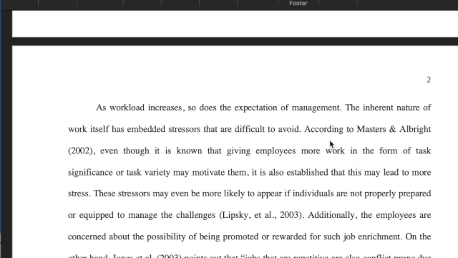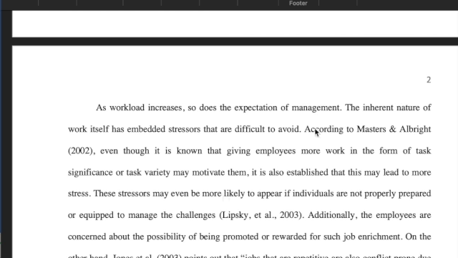So for example, here we have the name of the authors. This information that is going to come after the second sentence is written by Masters and Albright, 2002. So, for example, we say according to Masters and Albright, 2002, and then we continue to talk about what that information is. What is it that they studied or they said or they coined. Now, in order to do this correctly, you have many different options. You can start out by giving the name of the author, or you can give the information and then put the name of the author at the end.